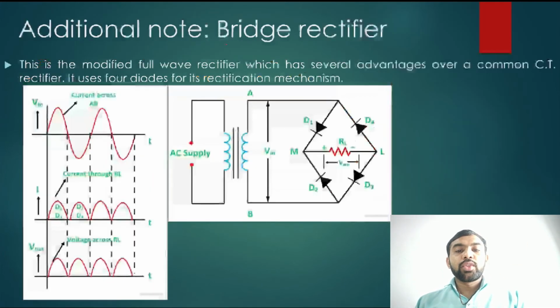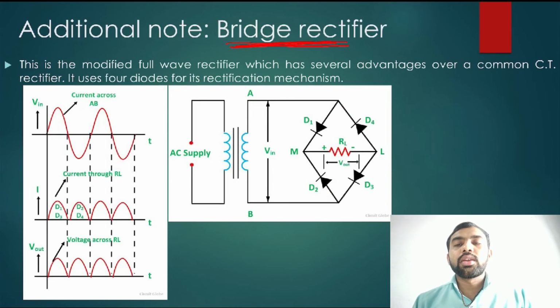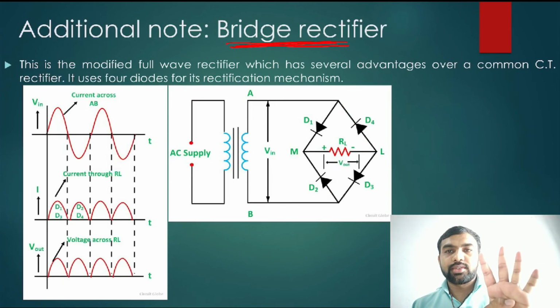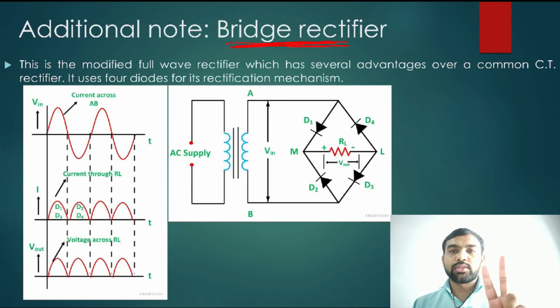Okay, let's see some additional notes here. Bridge rectifier, this is another type of full wave rectifier. Here 4 diodes are used. In a center tap rectifier we use 2 diodes, but in case of a bridge rectifier we use 4 diodes.